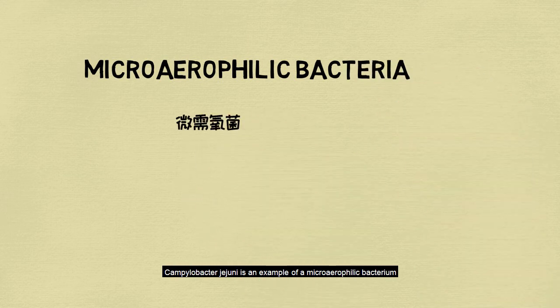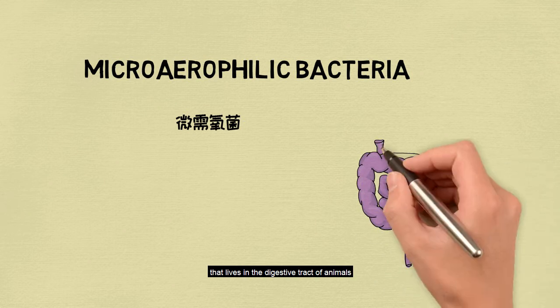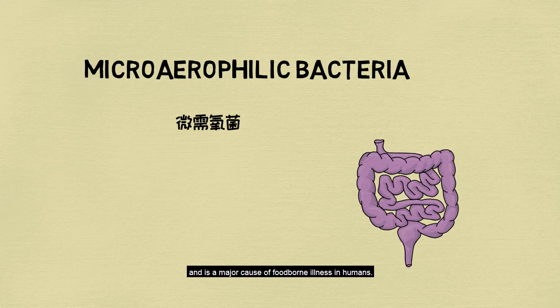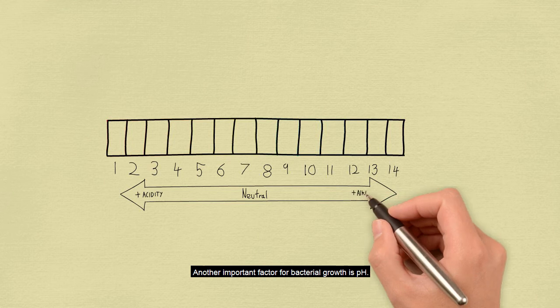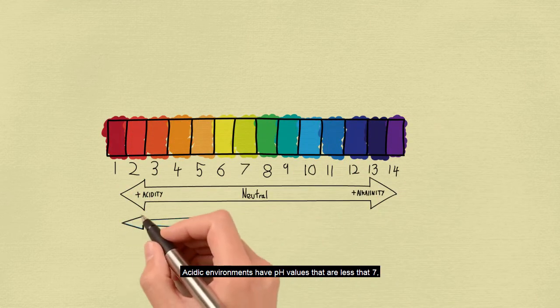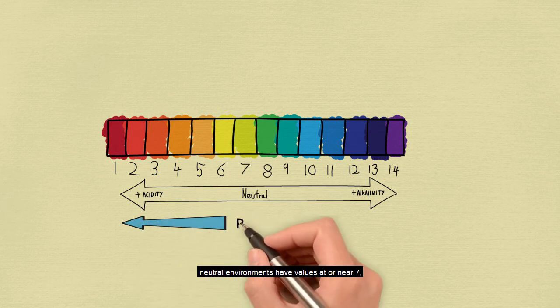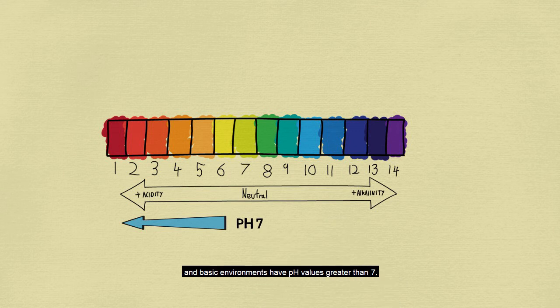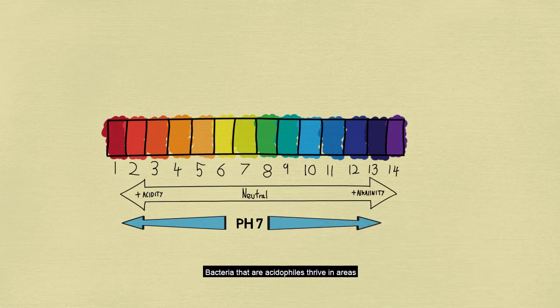Campylobacter jejuni is an example of a microaerophilic bacterium that lives in the digestive tract of animals and is a major cause of foodborne illness in humans. Another important factor for bacterial growth is pH. Acidic environments have pH values that are less than 7, neutral environments have values at or near 7, and basic environments have pH values greater than 7.